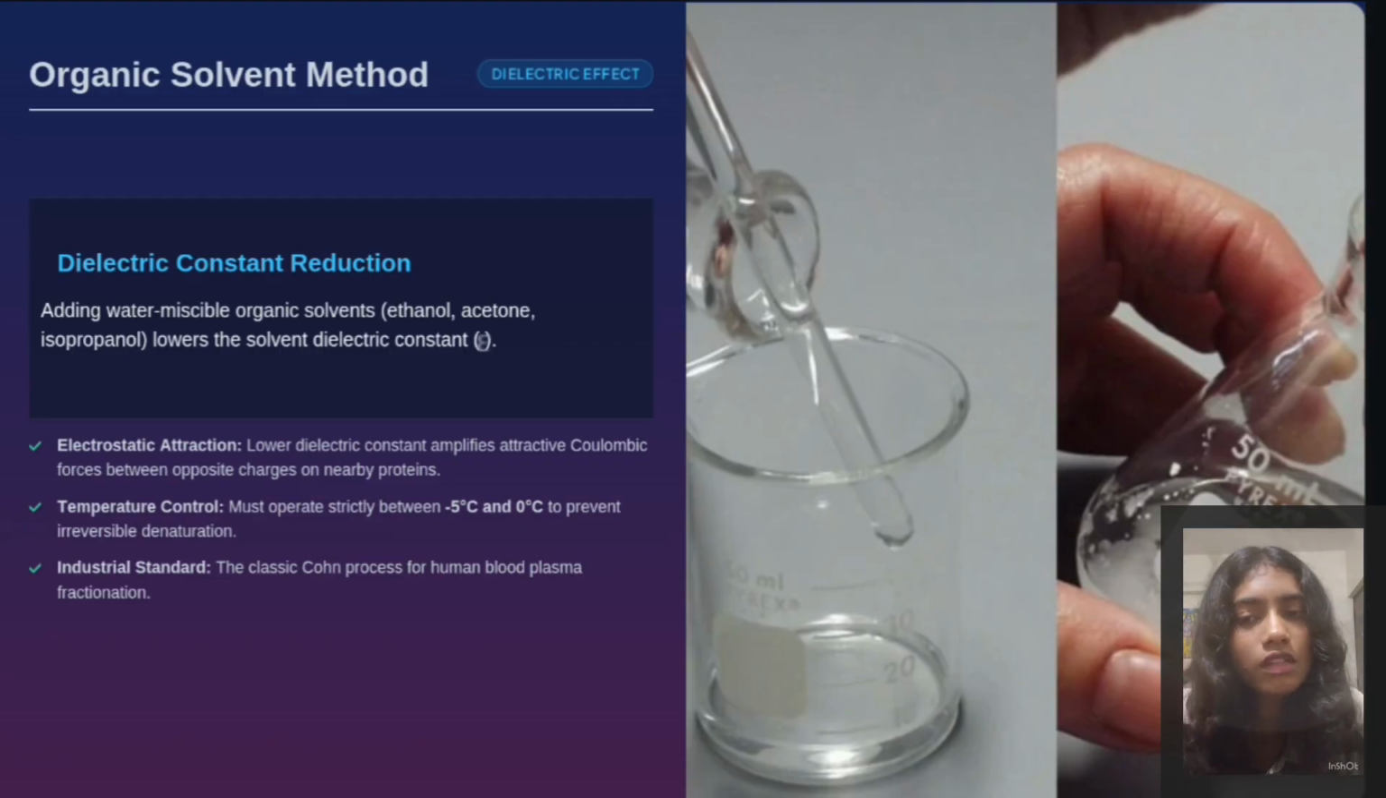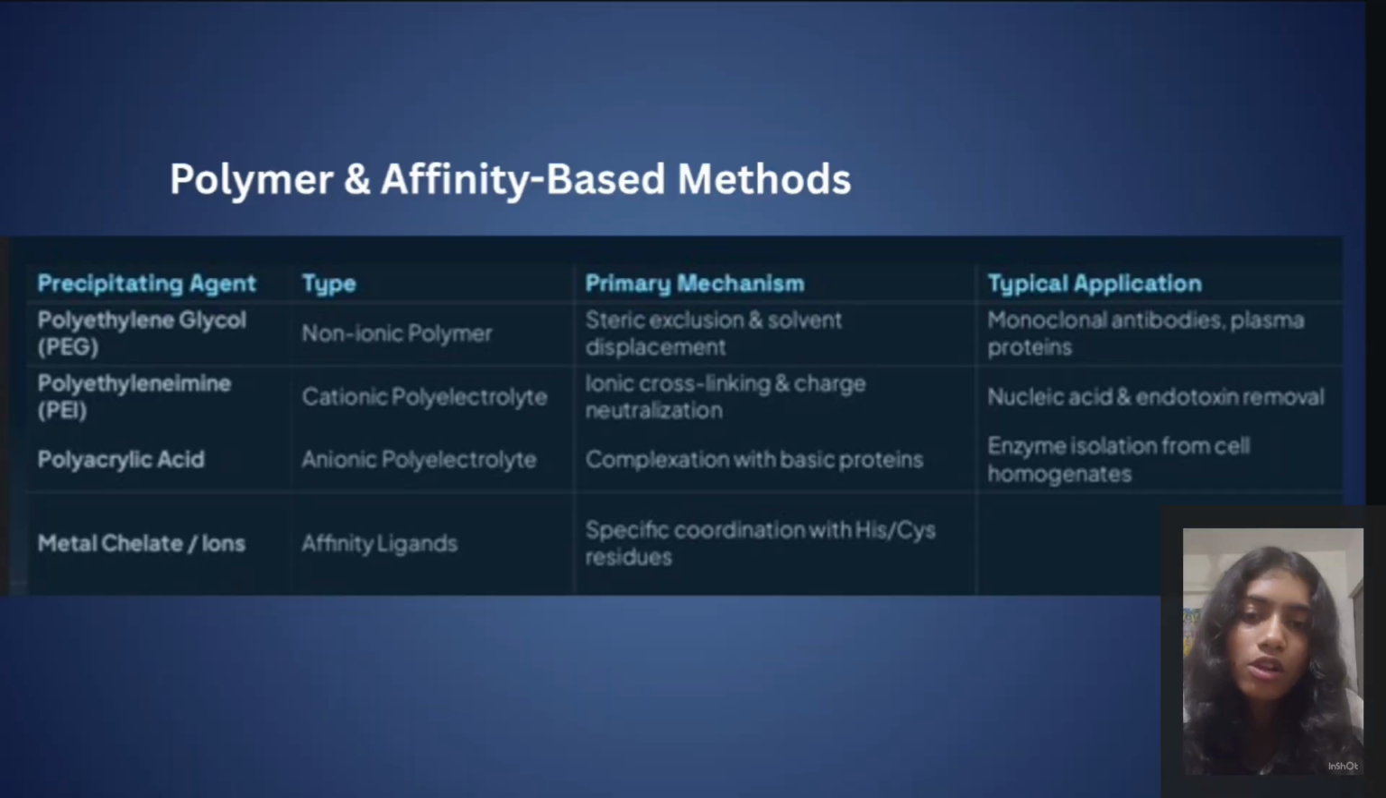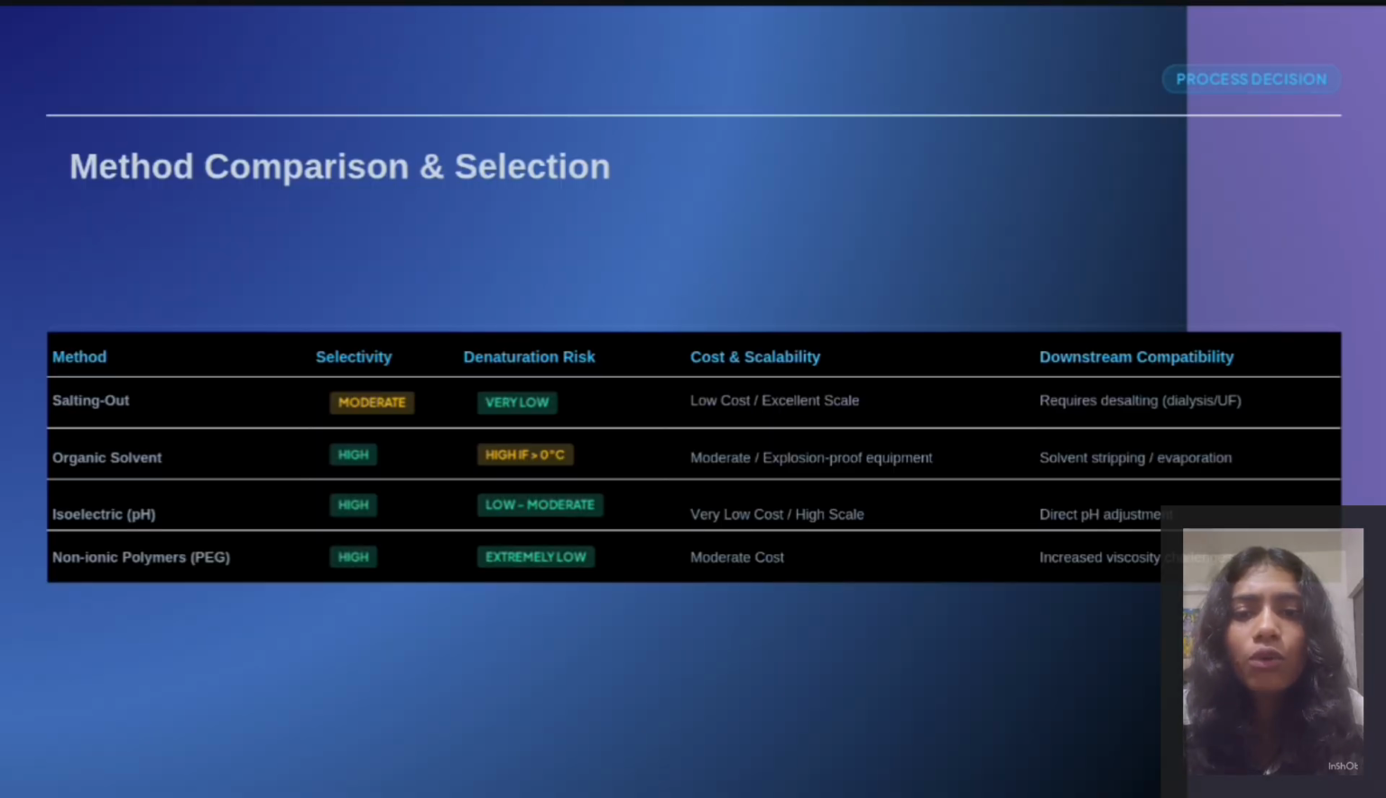Okay. We also utilize polymer-based methods such as using non-ionic polymers like polyethylene glycol, that is PEG. PEG molecules take up physical room in the water, crowding the biomolecules into a smaller volume through steric exclusion until they aggregate. When comparing all these methods, salting out is low cost and highly scalable, but requires downstream desalting like dialysis and ultrafiltration.